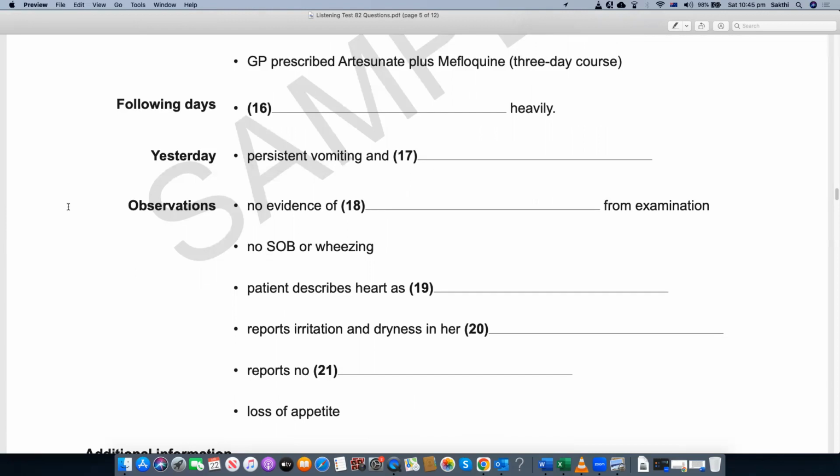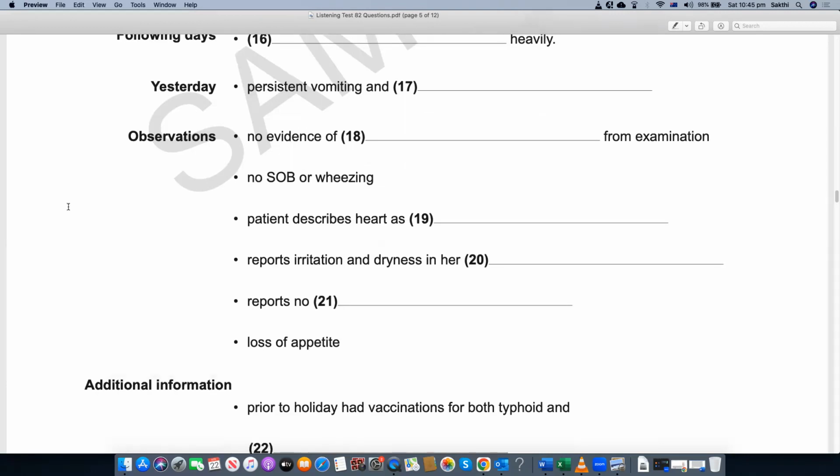Since then, I've been really bad. I haven't been able to keep anything down. I was throwing up all day yesterday and had the most splitting headache. I've never had anything like it. So I rang the doctor again and he said the blood test had come back negative. But if I wasn't feeling better today, I should come into the emergency department and get some more tests done.